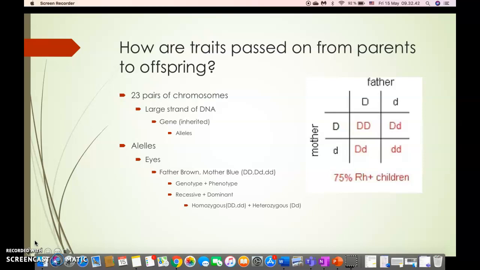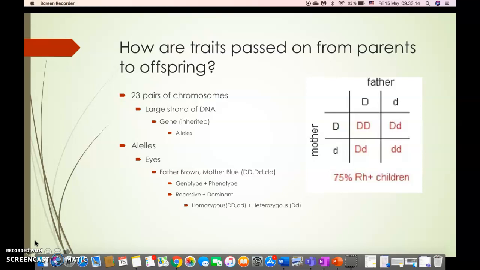Like in the example with eye color of the child, if the father has brown eyes and the mother has blue eyes, then there are 3 different combinations of the alleles for the child. The brown allele is the big D, and the blue allele is the little d. The combinations can be big D big D, big D little d, or little d little d. So those are the 3 ways it can be put together.